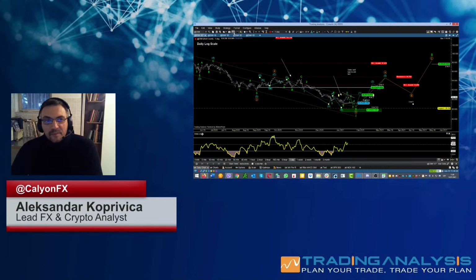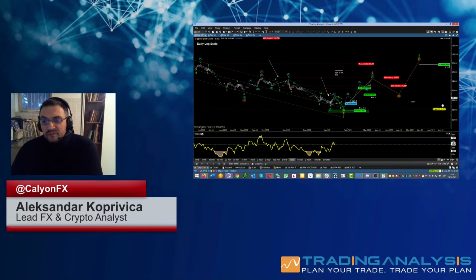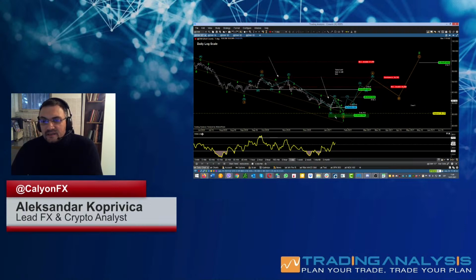Even if this is wave A or B or 1, 2, we will see an abrupt move very soon, possibly from these 88 levels in a 5-wave move. Then we'll see a corrective, and then we'll see what happens post-that. Okay, so be very cautious.